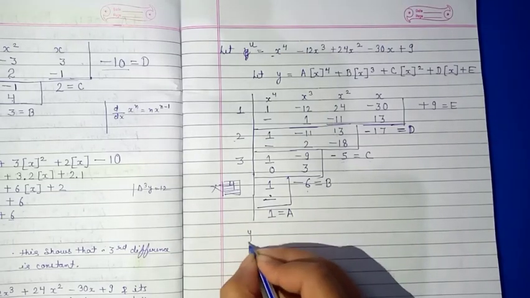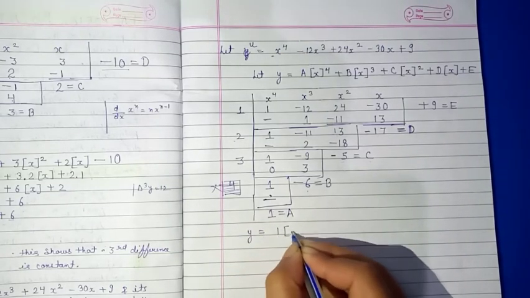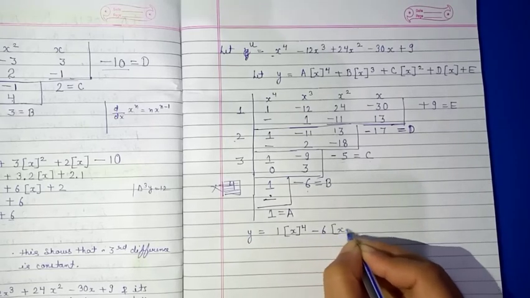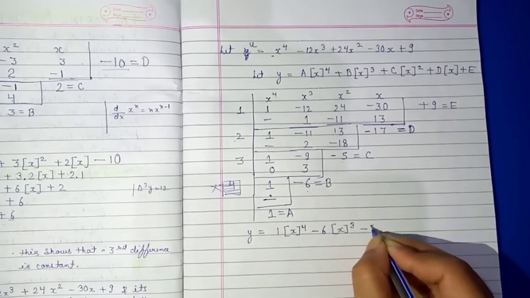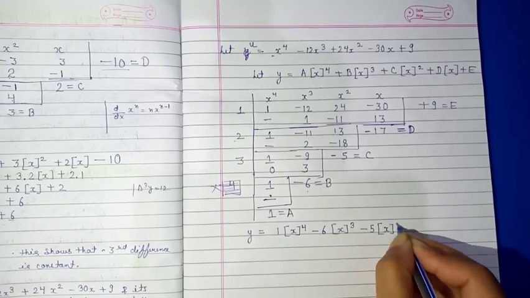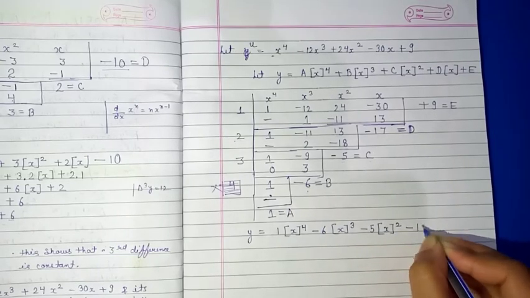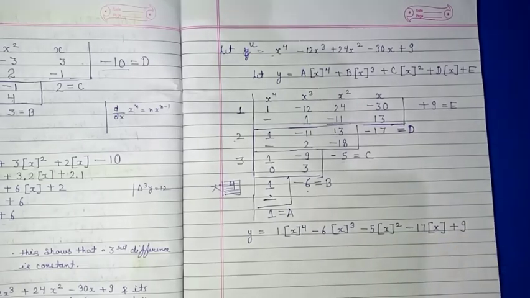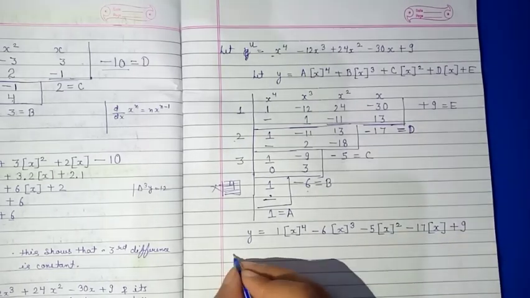So our y will become 1 factorial x to the power 4 minus 6 factorial x cube minus 5 factorial x square minus 17 factorial x plus 9. Now what you have to do? You have to first differentiate.